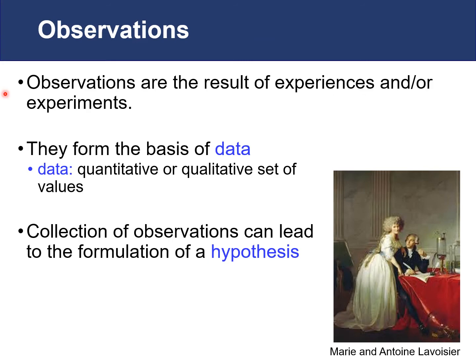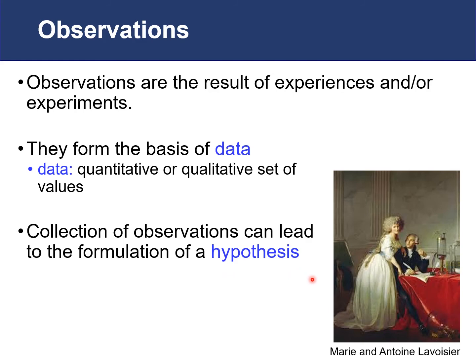Observations are the first step in the modern scientific method. They occur as the result of everyday experiences or through experiments. They form the basis of data that we use to make hypotheses. The data can be either quantitative or qualitative, and it is through the collection of those observations that we lead to the formation of our hypotheses, or hypothesis if you're doing just one.